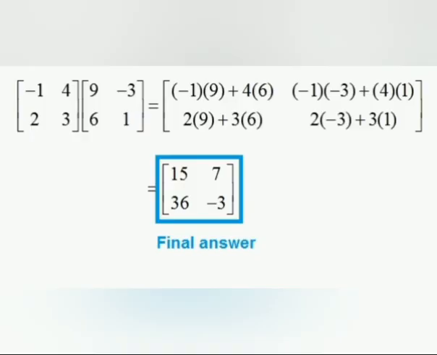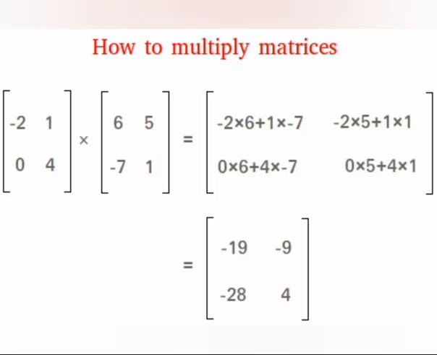Now, follow the multiplication in this example. -1 multiplies 9, 4 multiplies 6, and then the other side of it, -1 multiplies 3 added to 4 multiplying 1. Down of it, 2 multiplies 9 added to 3 multiplying 6. And then the final aspect, we have 2 multiplying -3 added to 3 multiplying 1. Follow the pattern carefully.